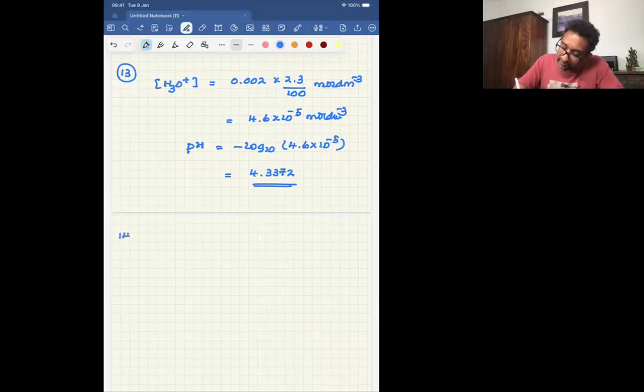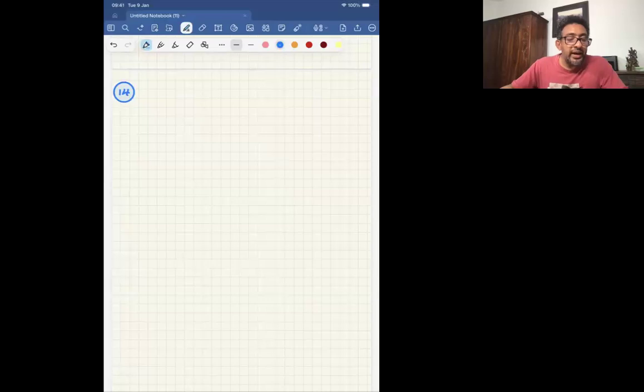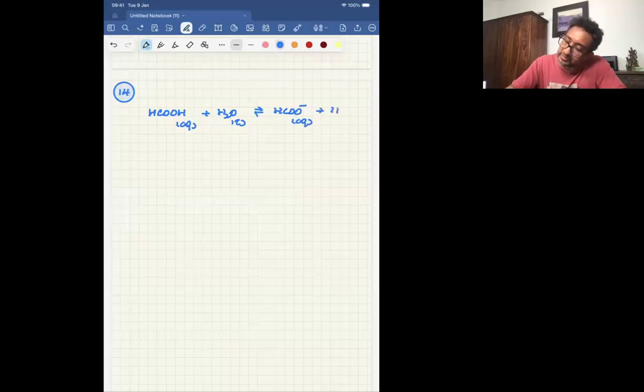Question number 14. See whether you can do that. At 298 Kelvin, the dissociation constant of methanoic acid is this much. Calculate the pH value of 0.05 HCOOH. So HCOOH aqueous plus water gives you HCOO minus plus hydronium ions. Now you can see these two concentrations are the same. They are both the same. So it's controlled by K.